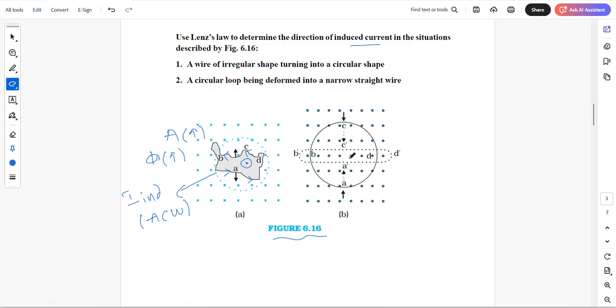Now here, what is happening? It is shrinking. Shrinking means area is getting decreased. Flux also decreases. Therefore, it will produce a magnetic field of the same direction. This is B induced. It will again be in the anti-clockwise direction only, because the field is the same. This is also the anti-clockwise direction, that is I induced.